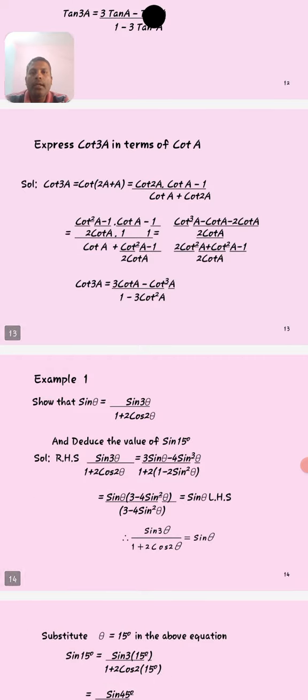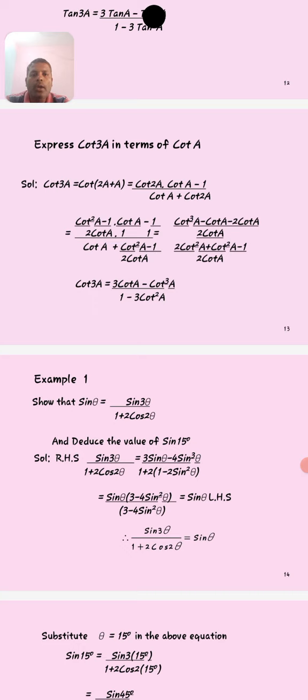Okay. Now we write, express cot 3a in terms of cot a. Cot 3a is equal to cot of 2a plus a. Cot of a plus b formula we have to apply: cot 2a into cot a minus 1 by cot a plus cot 2a. Okay, now here cot 2a formula is cot square a minus 1 by 2 cot a, into cot a by 1 minus 1, total is divided by cot a plus cot square a minus 1 by 2 cot a.